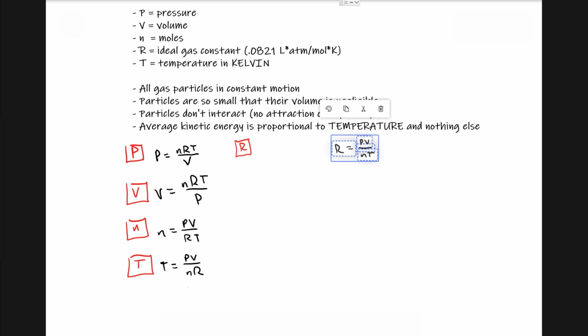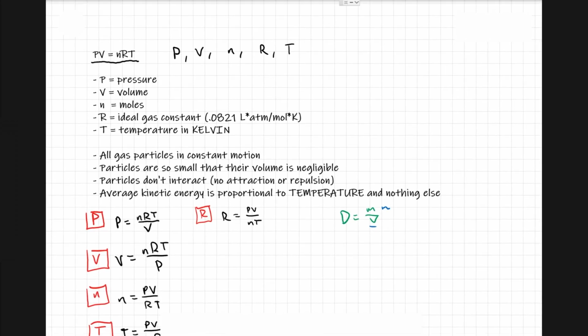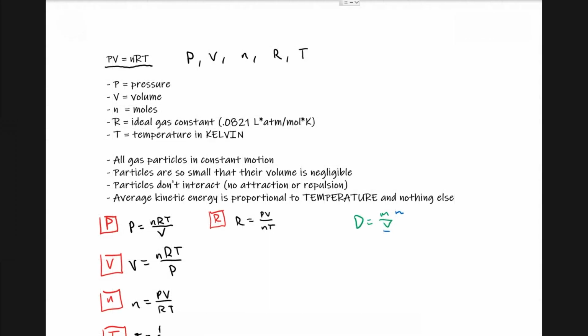So those are the first 5 bits of information that you can isolate from the ideal gas law. Here's where it gets interesting. We are going to talk about density. Now, I'm sure we all know density equals mass divided by volume. But if you look at the ideal gas law, PV equals nRT, there's no M. We have a volume, but we don't have mass. So how can we manipulate the ideal gas law in such a way that it has mass in it?